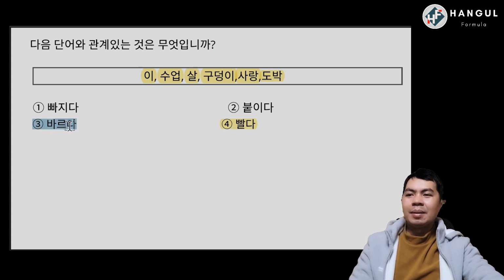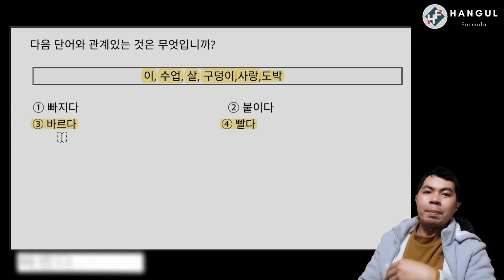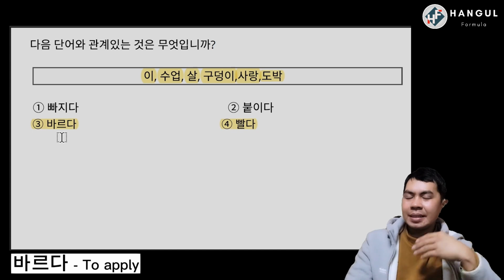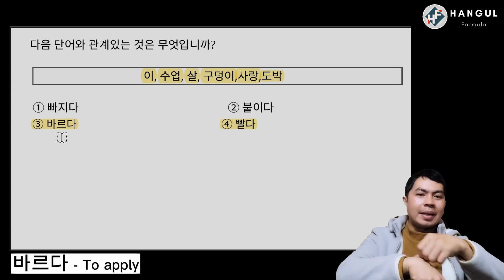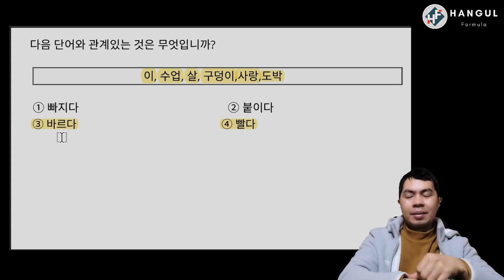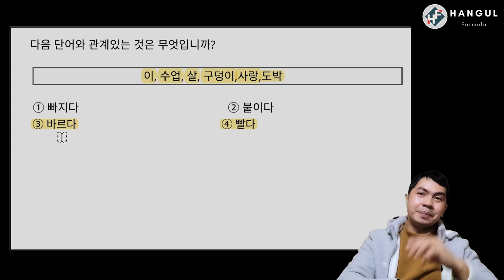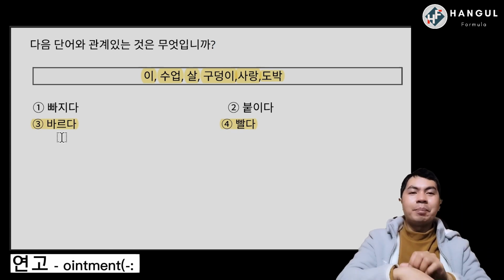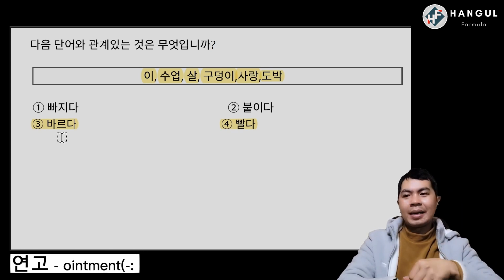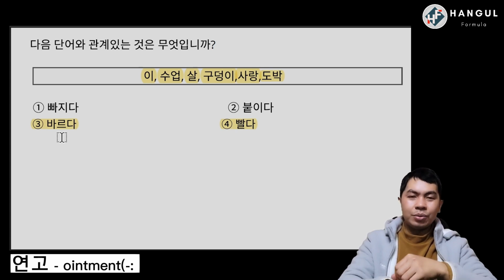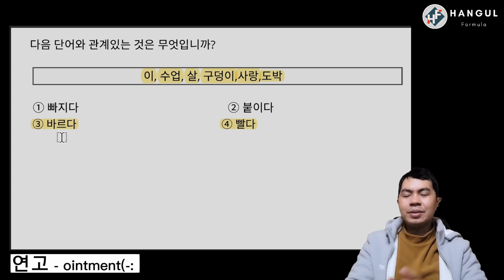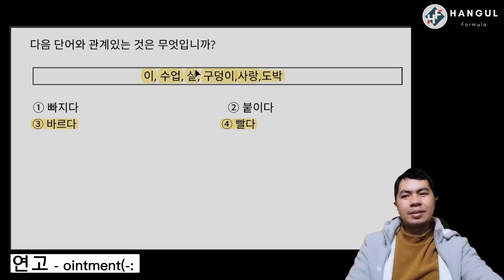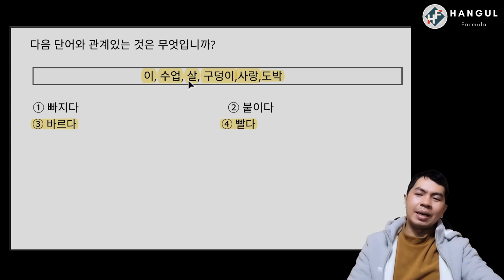And number 3, paruda. Paruda, guys, is to apply. Not to apply sa isang company or trabaho. To apply, as in, kunyari, may paso ka or sugat ka, magpapahid ka ng mga ointment. Ano nga ba yung ointment in Korean? Nakalimutan ko na. Anyway, paruda is to apply something onto your wounds. So yeah, hindi siya related dito sa mga nouns natin.